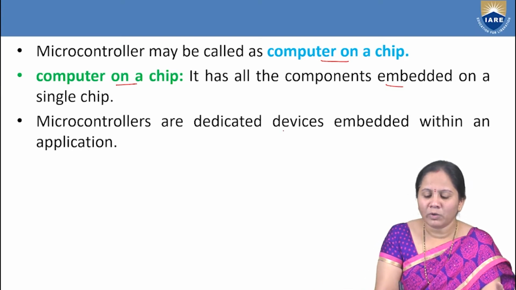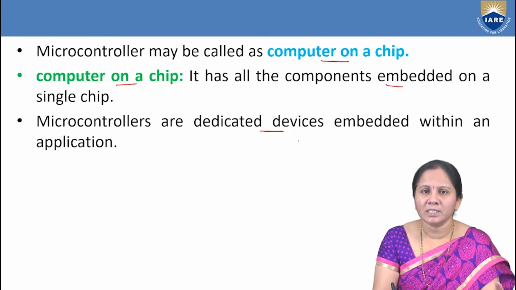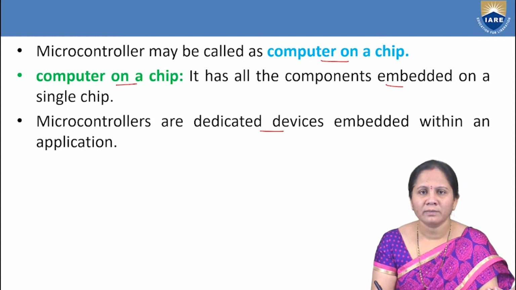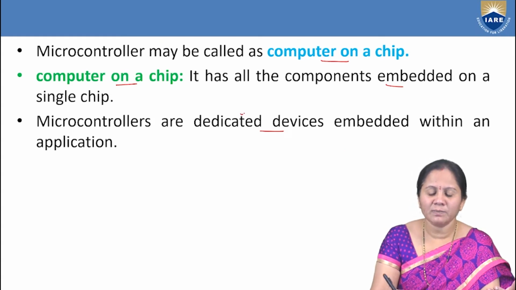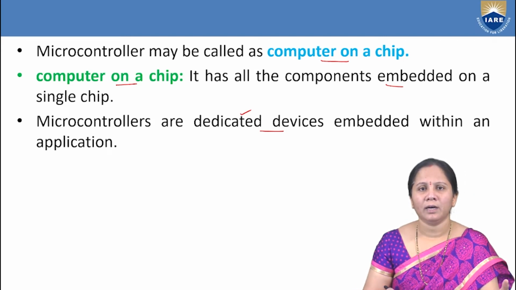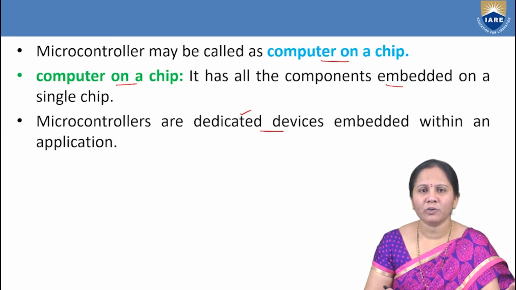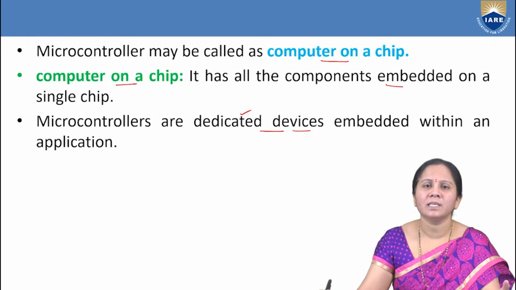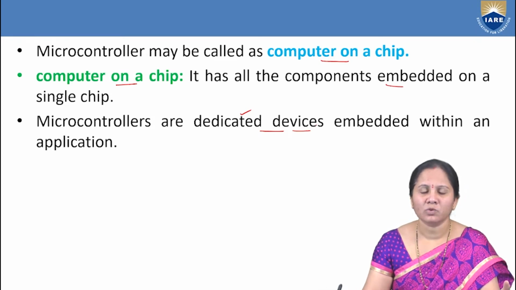Now, microcontrollers are dedicated devices that are used in embedded applications like microwave ovens. Dedicated devices means that in embedded system applications, which consist of individual tasks, each individual task should have a microcontroller. That is why these devices are called dedicated devices. They can perform only a particular operation.